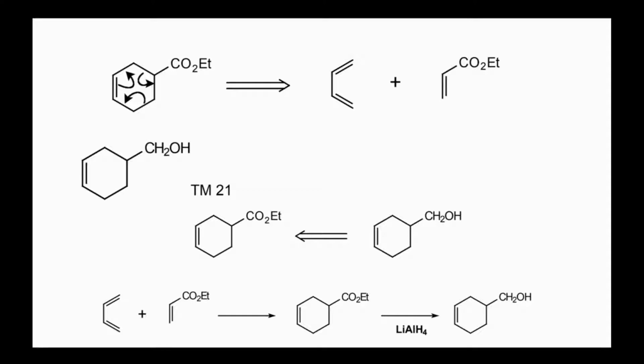Now if you have the double bond inside the ring and alcohol outside the ring, then how are you going to do the retrosynthesis? What you need to do is to do FGI, convert the alcohol into ester, and then do the Diels-Alder disconnection.